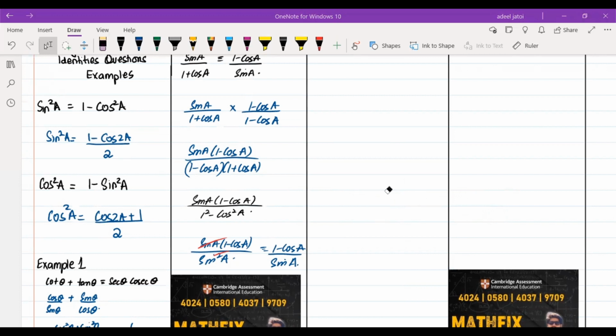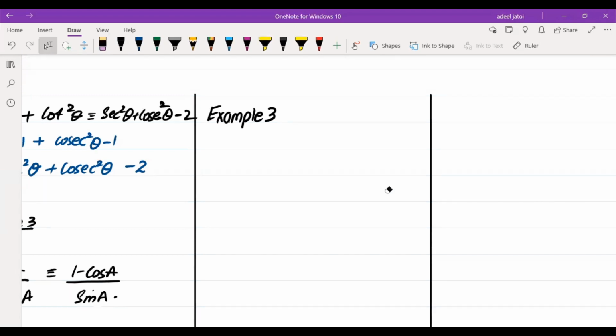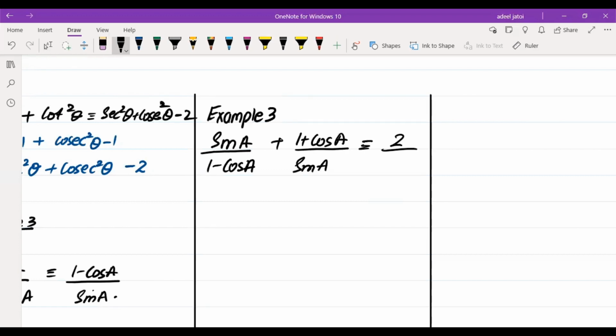Let's move to example number 3. Example 3 says that sine A upon 1 minus cos A plus 1 plus cos A upon sine A is identical to 2 upon sine A. 2 upon sine A.